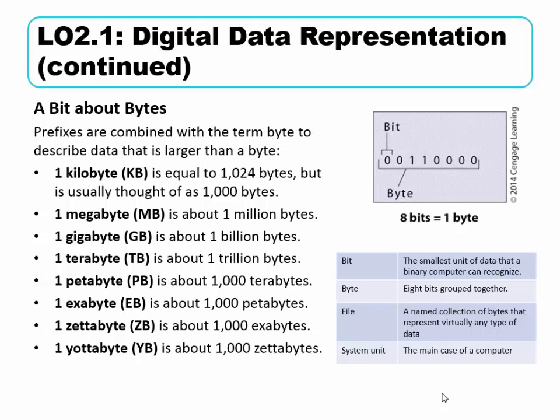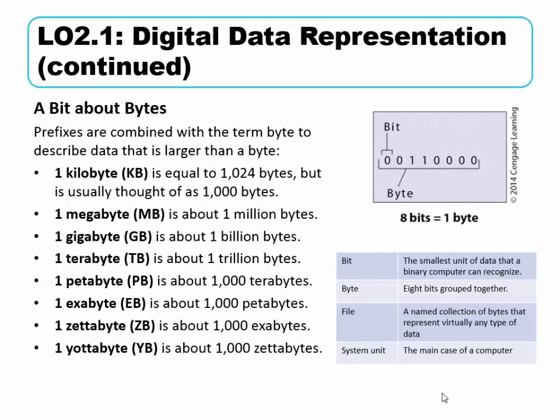A bit by itself typically represents only a fraction of a piece of data. 8 bits grouped together are collectively referred to as a byte. A named collection of bytes that represent something such as a written document, a computer program, a digital photo, a song, or virtually any other type of data is called a file. Because the number of bytes needed to represent a file can be in the thousands or millions of bytes, prefixes are commonly used with the term byte to represent larger amounts of data.